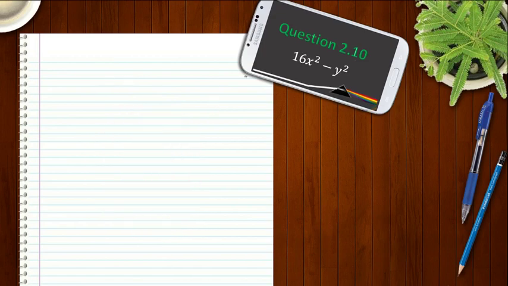Question 2.10. Here we have 16 x squared minus y squared. This one is pretty straightforward because we just have 2 terms, both being perfect squares. So we open our 2 brackets. We have a plus, we have a minus. So 16x squared, the square root of that is just 4x, here and here. And then y squared, we write over here and here, which is the square root of y squared.